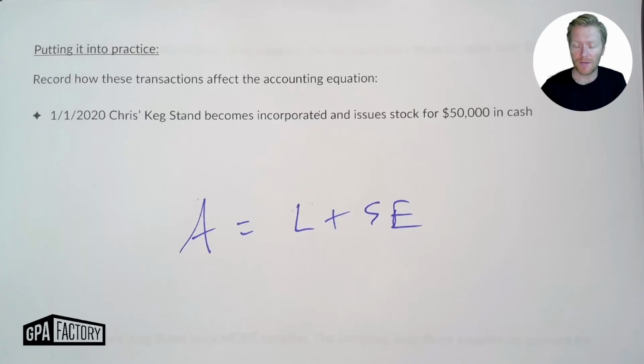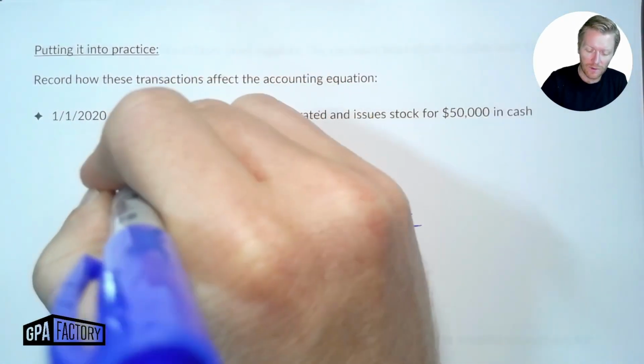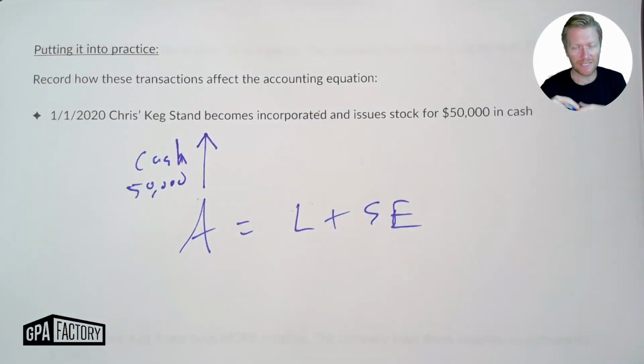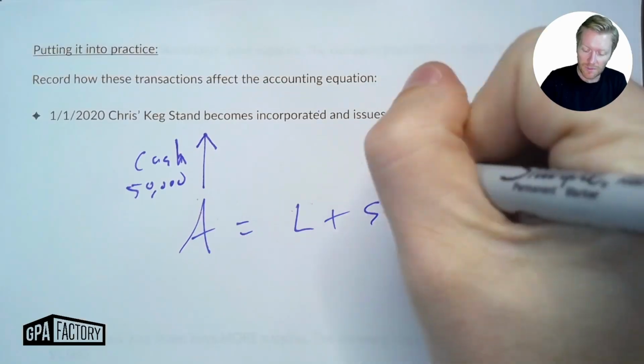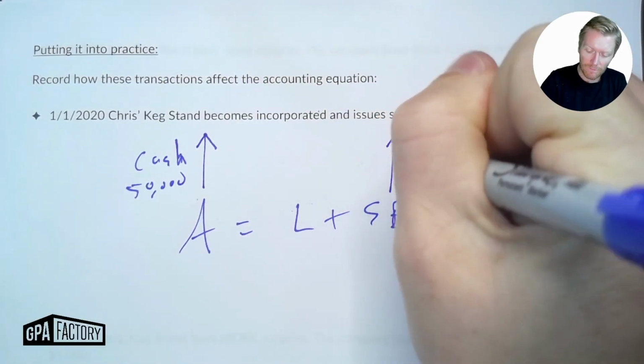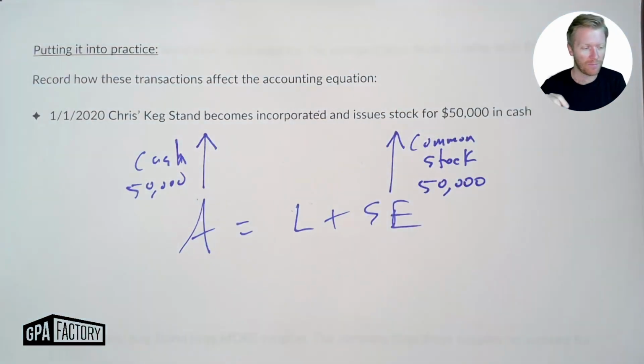That's what we, the company, are getting. Company is getting cash from owners for $50,000. And then the other thing that's going on is this has been invested by owners, right? They're issuing stock. That means that there is common stock that has been issued for that $50,000. So that goes up as well. So there we go. That is what our transaction analysis, what our arrows would be for the first one. Hopefully that makes sense.